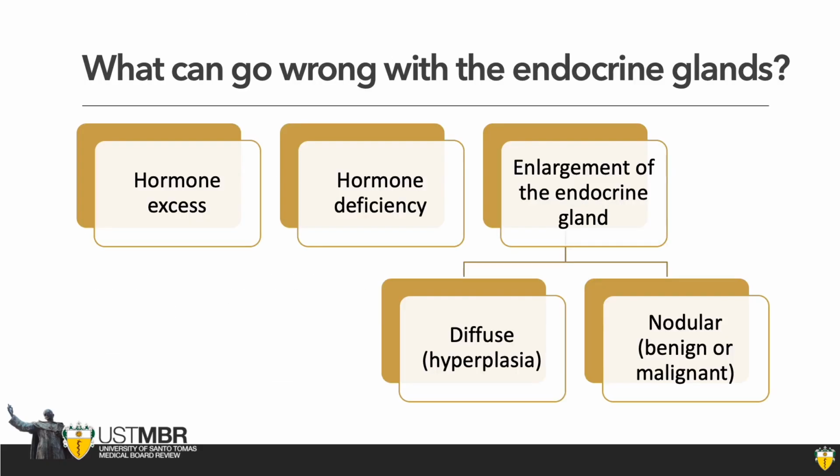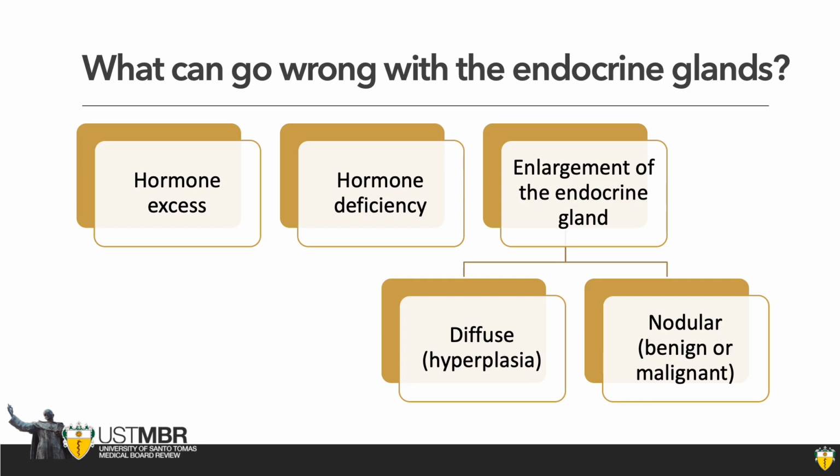So generally, what can go wrong with the endocrine gland? There are only three things that can go wrong with any endocrine gland. You just have too much of that hormone, too little of that hormone, or too little effect of that hormone is also a possibility. And of course, the enlargement of an endocrine gland.